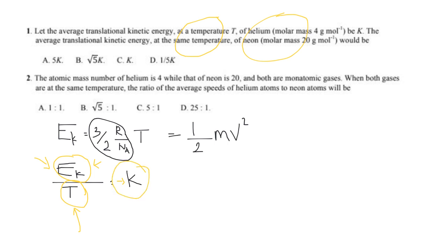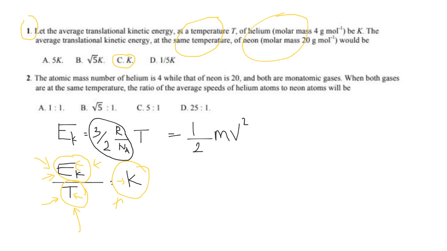So for question 1, the answer is C. The kinetic energy has got to be the same if the temperature is the same, because the value of EK over T has to be constant. So for helium, if the temperature is the same, then the kinetic energy must be the same. Neon, if the temperature is the same as for helium, the kinetic energy must be the same. I hope that makes sense.